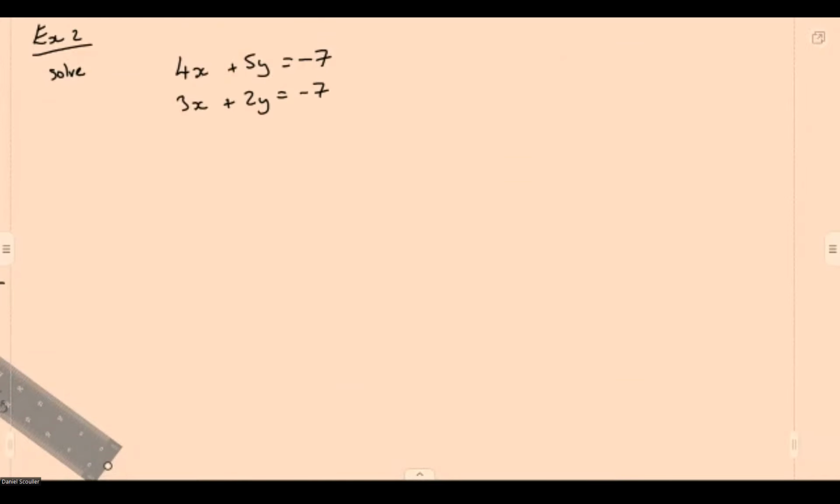Okay, so let's go through our steps. Step one is all our letter terms over on the left-hand side, yes. Are the numbers in front of the second term the same? In this case, the second term for equation 1 is 5, but the second term in front of equation 2 is the number 2. So they're not the same, so we have to make them the same, and we do that by multiplying the top line by the number in front of the second term of equation 2, and the bottom line by the number in front of the second term in equation 1.